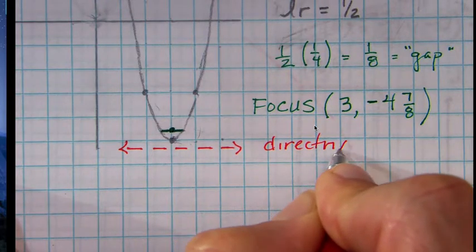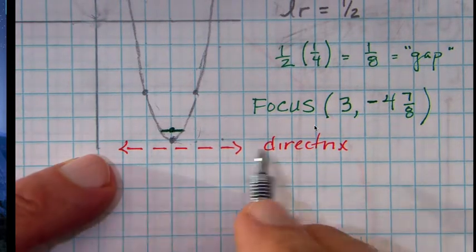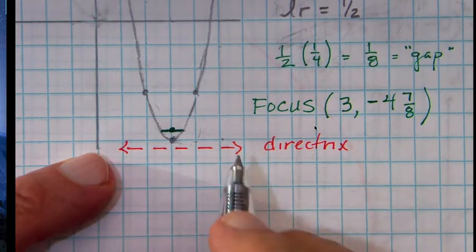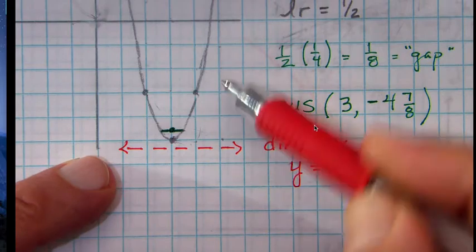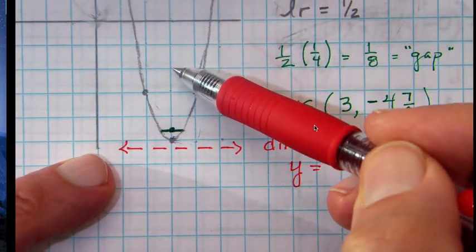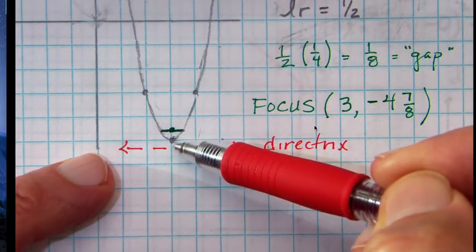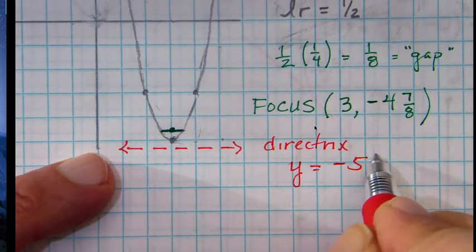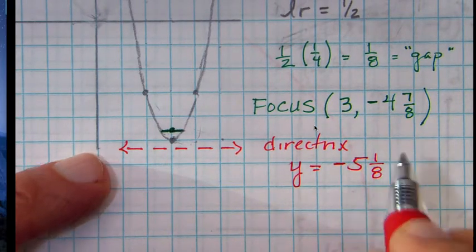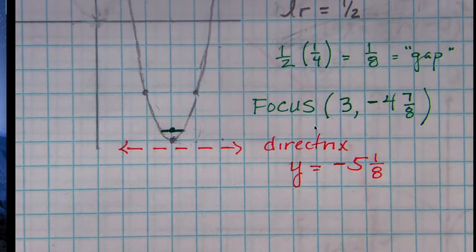Now, a directrix is not a point, it's a line, and this is going horizontally. So this would be a y equals. And so let's see, I was at 1, 2, 3, 4, 5 down, then I went another 1/8. So I'm down 5 and 1/8. And so that would be the position of the focus and the directrix.